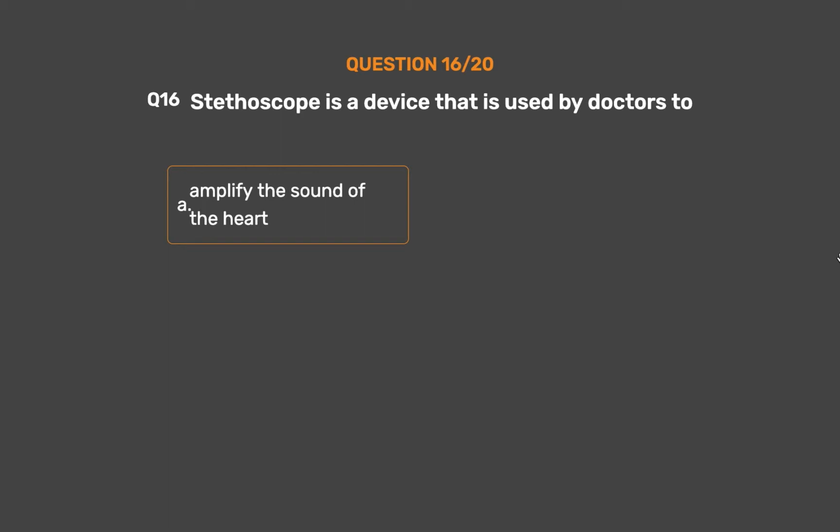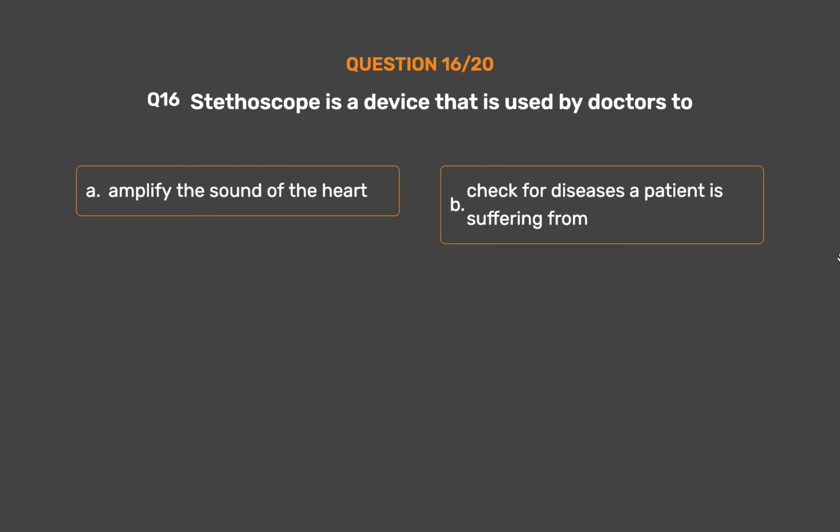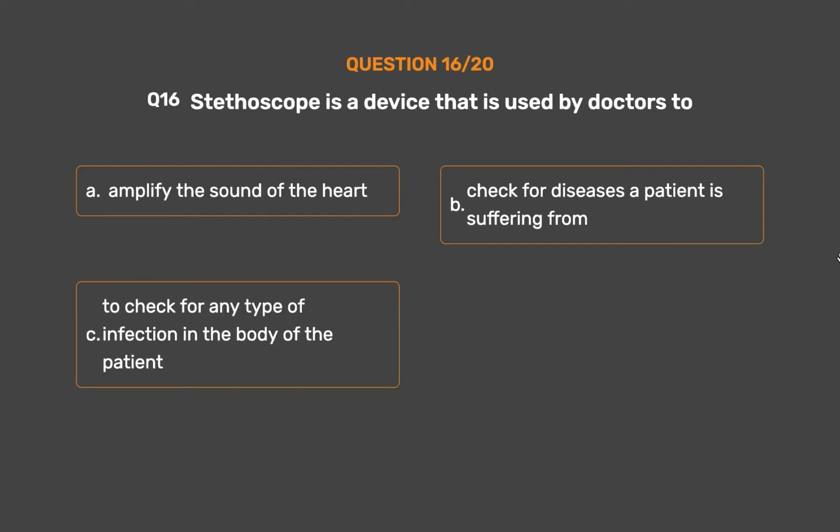Amplify the sound of the heart. Option B. Check for diseases a patient is suffering from. Option C. To check for any type of infection in the body of the patient. Option D. All the above are correct.